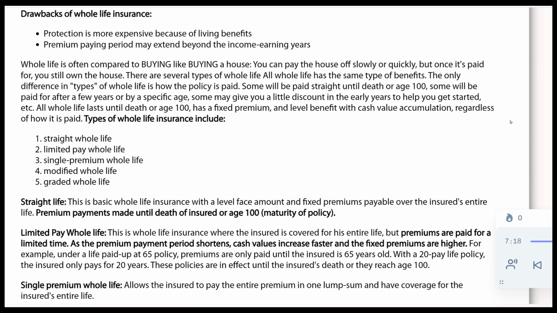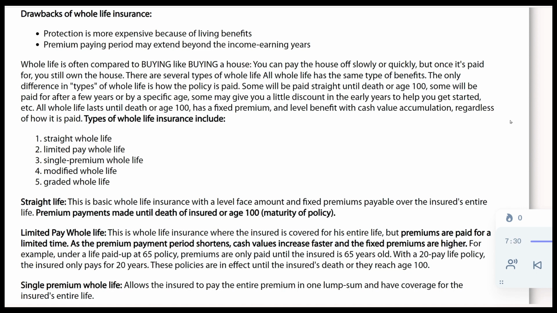There are several types of whole life. All whole life has the same type of benefits. The only difference in types of whole life is how the policy is paid. Some will be paid straight until death or age 100. Some will be paid for after a few years or by a specific age.